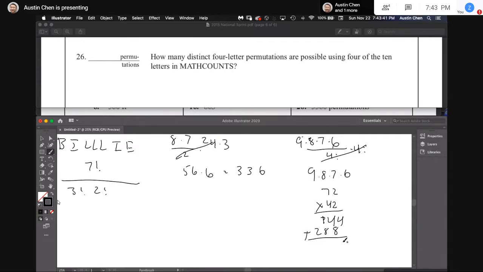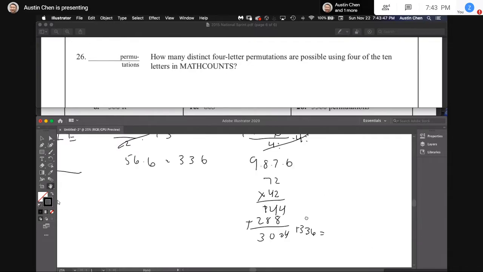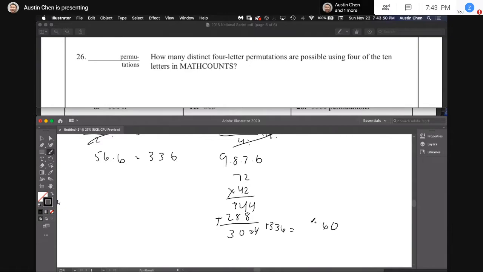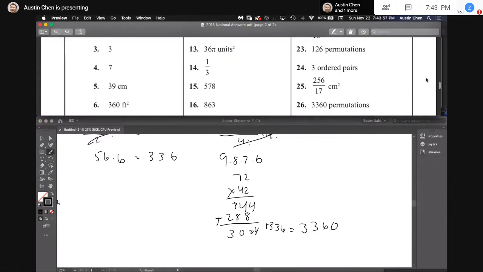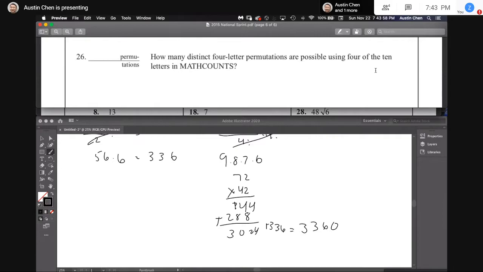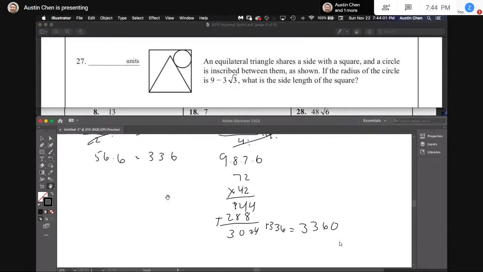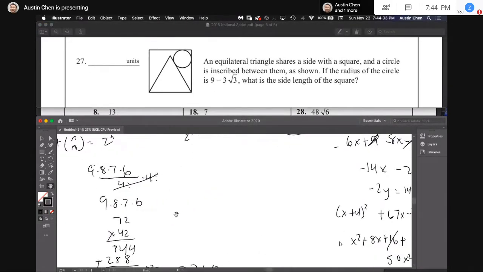All right. So then we have that, and then it's just going to be 3024, and we need to add 336. Then we have 3360. And cool, that's your answer. It finally didn't make any adding or multiplying mistakes.